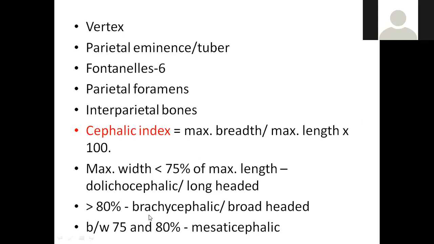The shapes of skull bones differ from person to person. We have dolichocephalic, where the head of the person will be long, with maximum width less than 75% of maximum length. Such long-headed skulls are called dolichocephalic. If it is greater than 80%, you call it brachycephalic, like broad-headed, and it looks like a short head. If it is between 75 and 80, we call it mesaticephalic.